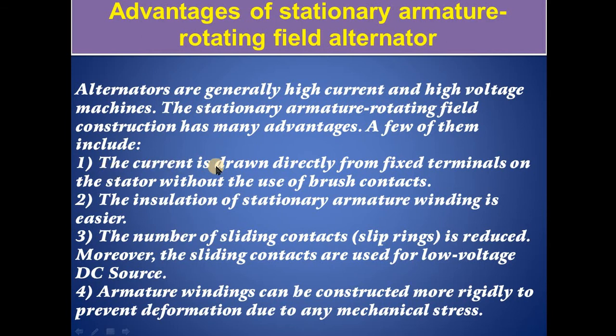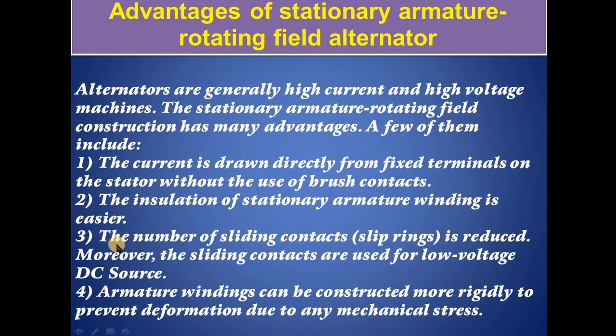First advantage is the current is drawn directly from fixed terminals on the stator without the use of brush contacts. So current is drawn directly from the fixed terminal. This is the first advantage. Second advantage is the insulation of stationary armature winding is easier. So winding process is very easy.